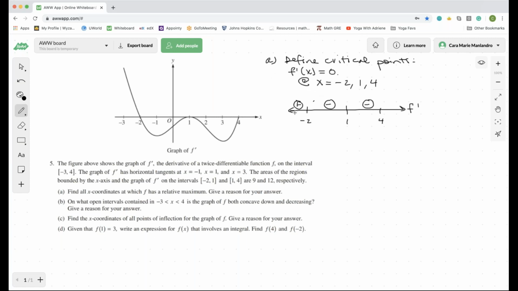So I know that going from positive to negative, this is my relative max. This one would be a critical point, but not a max or a min, because the derivative does not change sign, and then we simply do not have enough information to evaluate f prime of 4. Does anyone have any questions about that question?